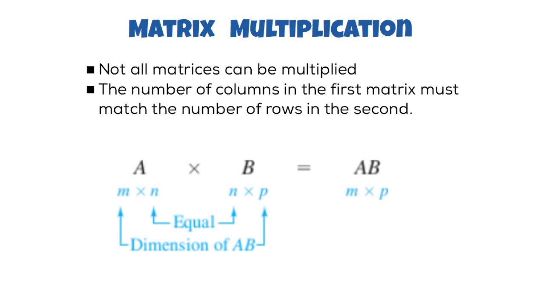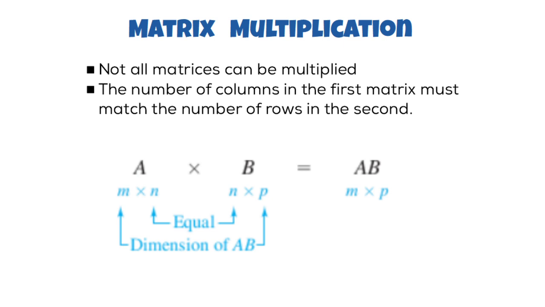So to do matrix multiplication, if you're going to multiply two matrices together, what you do not do is just grab their corresponding parts and multiply them like we did with addition and subtraction. That's actually not how you multiply two matrices together. In fact, not all matrices can be multiplied. The only way you can multiply them is if the number of columns in the first matrix matches the number of rows in the second.